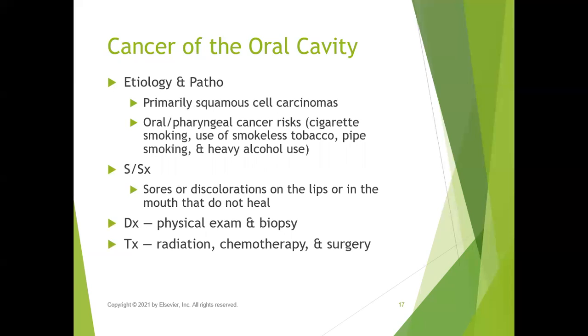Cancer of the oral cavity is another gastrointestinal condition that we must look at. The etiology and pathology of it is that primarily squamous cells create carcinomas. And these squamous cell carcinomas are growing inside of the mouth, and that is cancer. Oral and pharyngeal cancer risks include cigarette smoking, use of smokeless tobacco, pipe smoking, and heavy alcohol use. Signs and symptoms: sores or discolorations on the lips or in the mouth that do not heal.